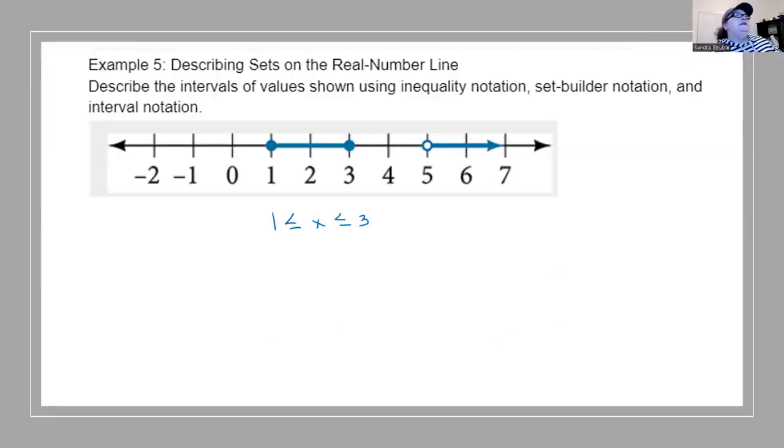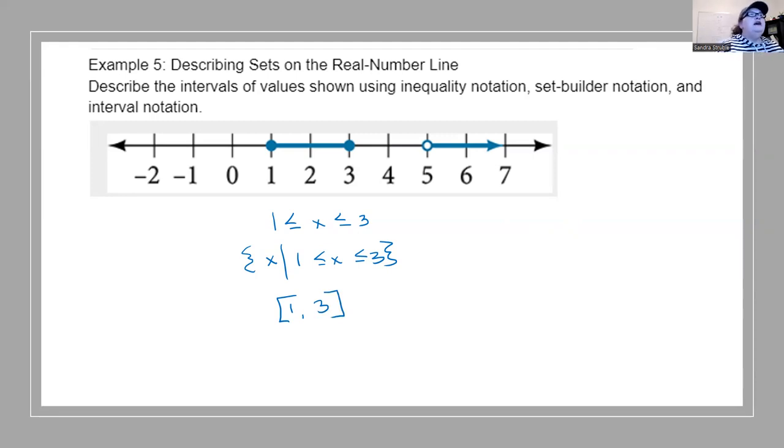For the set builder notation, it's the same thing, but you're going to put it in a set. x is what we're utilizing, and then we're going to rewrite 1 less than or equal to x less than or equal to 3. And then the bottom one is going to be interval notation. 1 is included and 3 is included. All right, so that takes care of the 1 to 3.